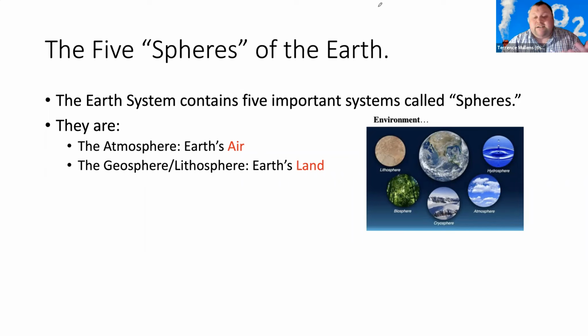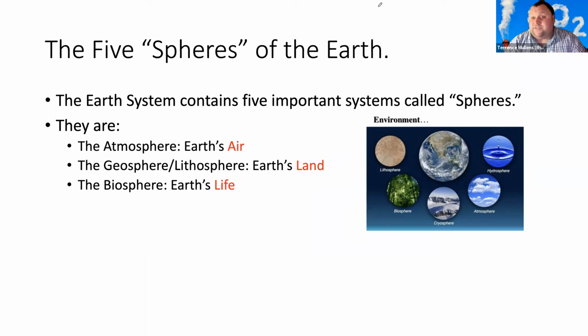Then there's the geosphere, oftentimes also referred to as the lithosphere. Though if you're a geologist, they'll say, no, lithosphere is just the very top layer. But that's Earth's land. That's the solid Earth. So crust, mantle, outer core, inner core, land, that is the geosphere, or oftentimes referred to as the lithosphere.